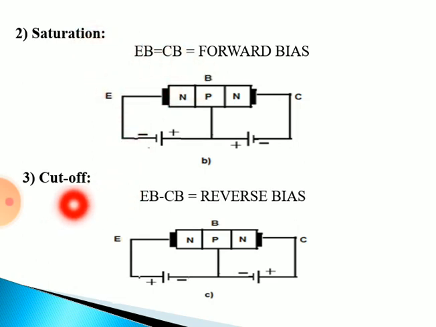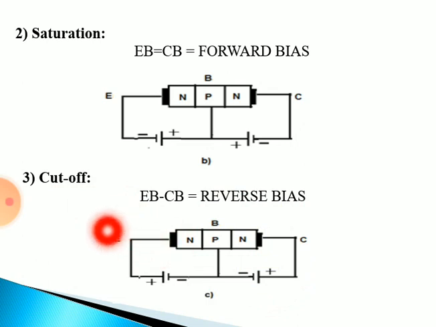The next is cutoff region. In the cutoff region, both your emitter base and your collector base are reverse biased. How is that? When N is connected to positive and P is connected to negative. Here P is connected to negative and N is connected to positive. So these are the conditions for your cutoff region.